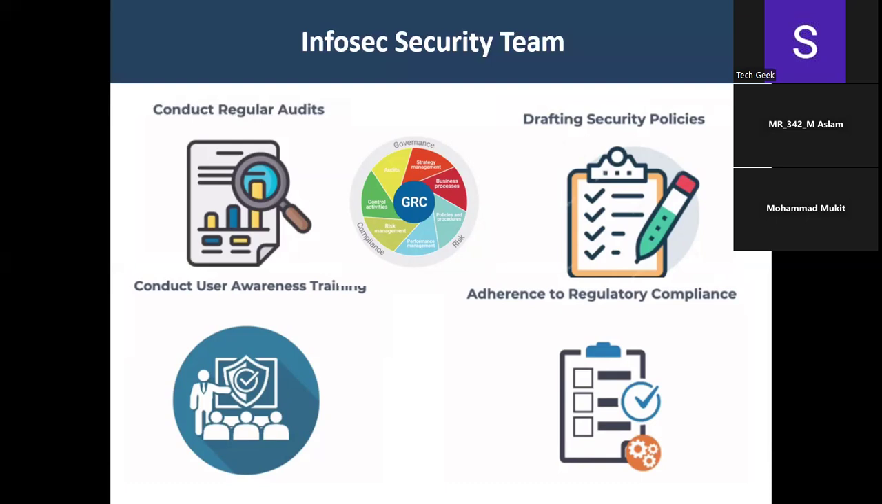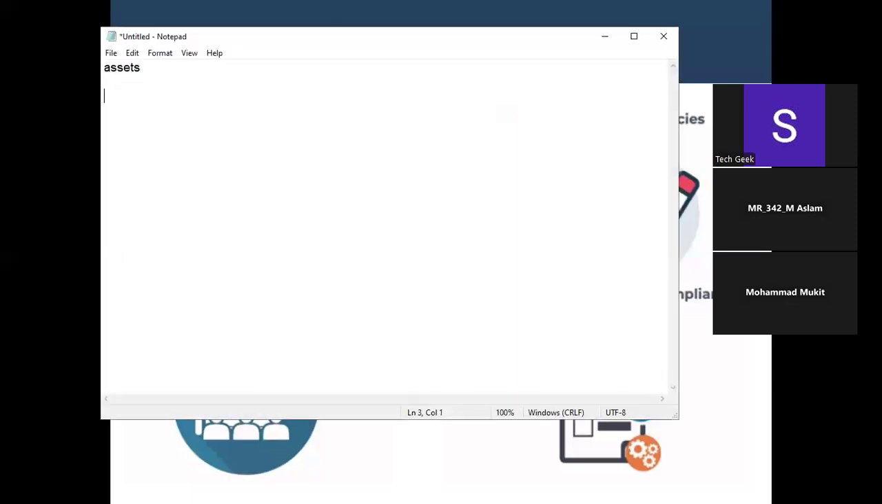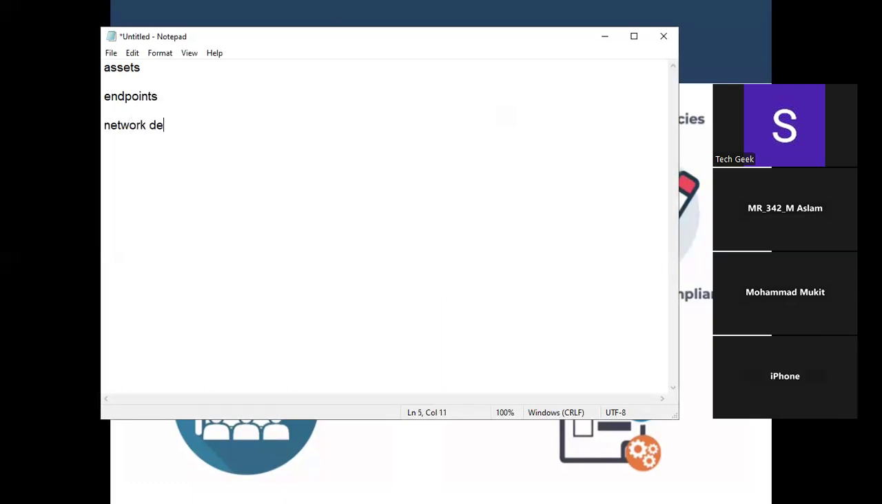Let's say that we have certain assets, right? So if I say there are certain asset lists, these assets are there, like endpoints. It can be network devices, right? So we have different network devices, and also we have something called an application, right? We have other network security devices as well, right?